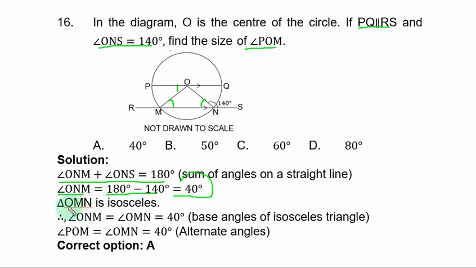Now triangle OMN is an isosceles triangle because you have equal radii. So the base angles are equal. That is 40 degrees. As I said earlier, angle POM is equal to angle OMN. That is 40 degrees. The reason is that they are alternate angles. So A is the correct option.